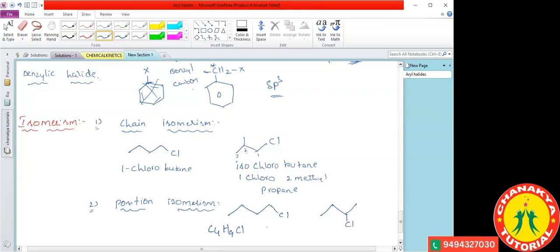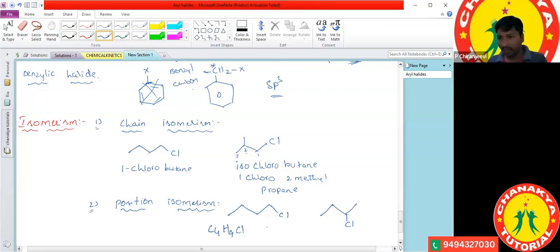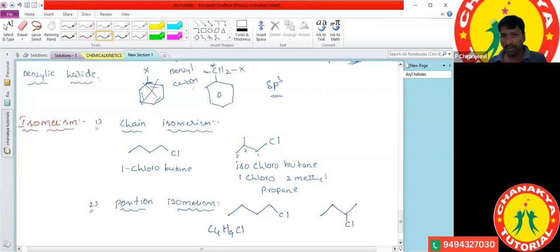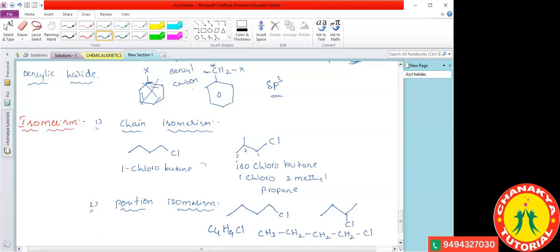Sir, I have a doubt. Yes, Kathy. Sir, how did you get H9? Let us see. You can write the formula completely. Here I wrote the line structure. First of all, the terminal is a CH3 group, and this one is CH2, this one also CH2, and here also CH2, and then CH2Cl. Now you can calculate, Kathy. Yes, sir. Now you got the clarity? Yes, sir.